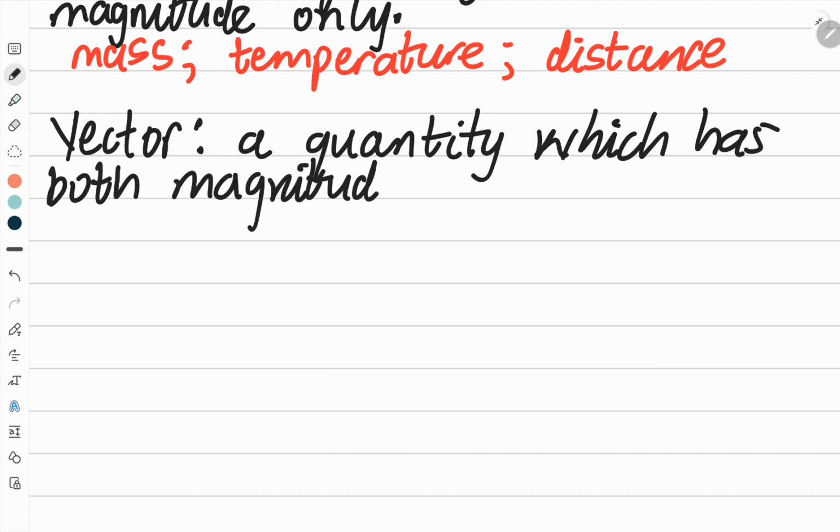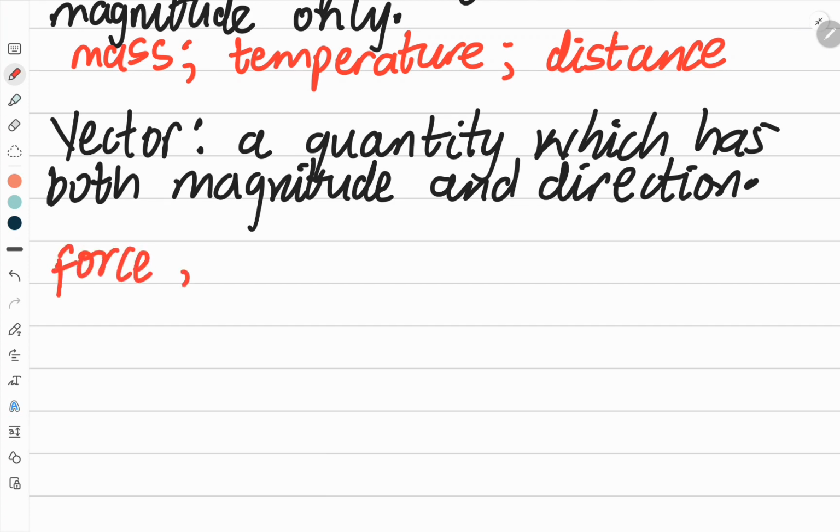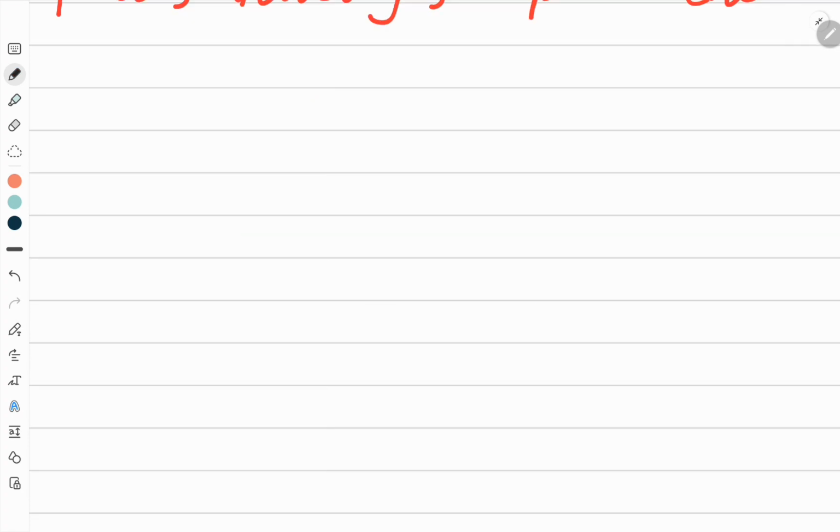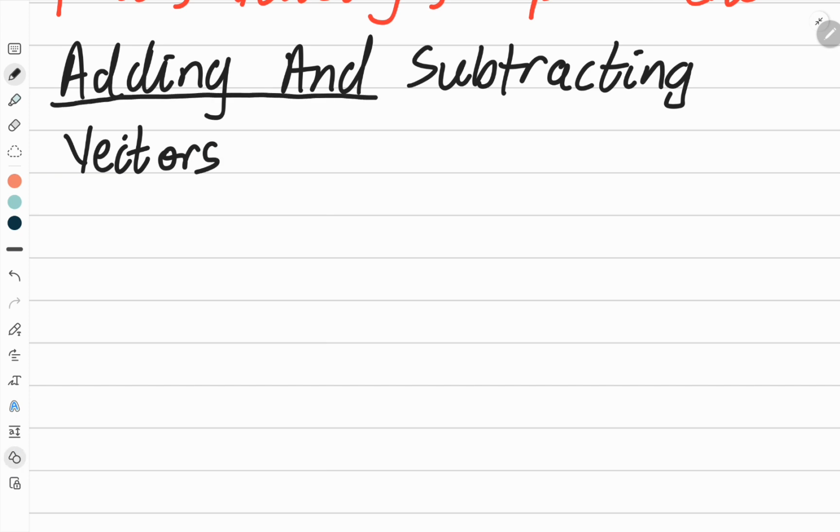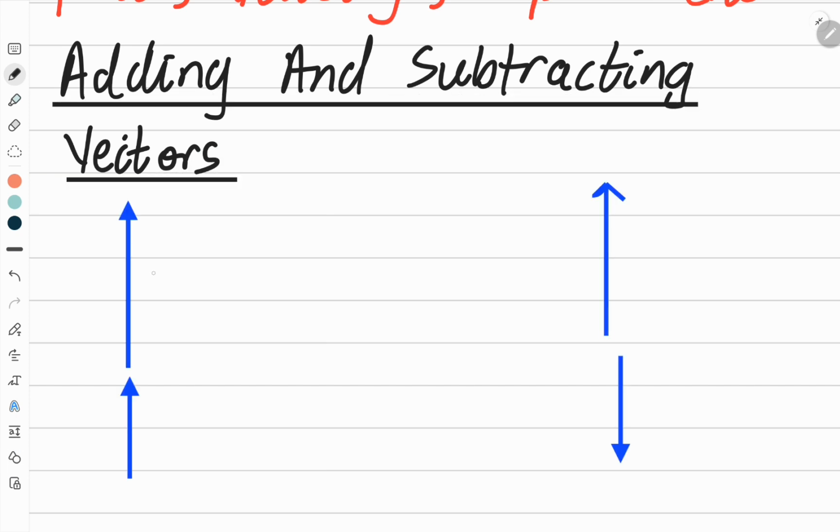Then we take a look at vectors. That's a quantity which consists of both a magnitude and a direction. The examples include force, velocity, and displacement. These have direction. Now we take a look at how we add and subtract vectors.